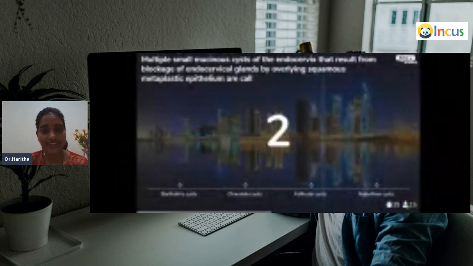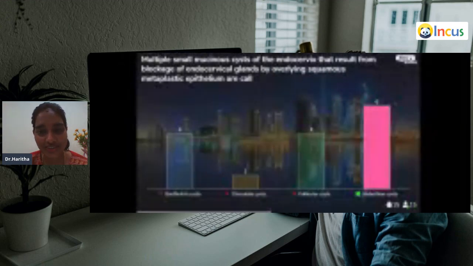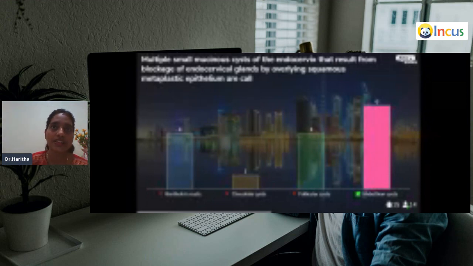So the answer is Nabothian cysts. When you cut open the section, you see beautiful small mucinous-filled cysts. That is Nabothian cysts within the endocervix. Where do you see follicular cysts? In the ovary. Chocolate cysts? They are also seen in the ovary. Endometrial cavity, I think you should read about endometriosis. You get a beautiful explanation for chocolate cysts.